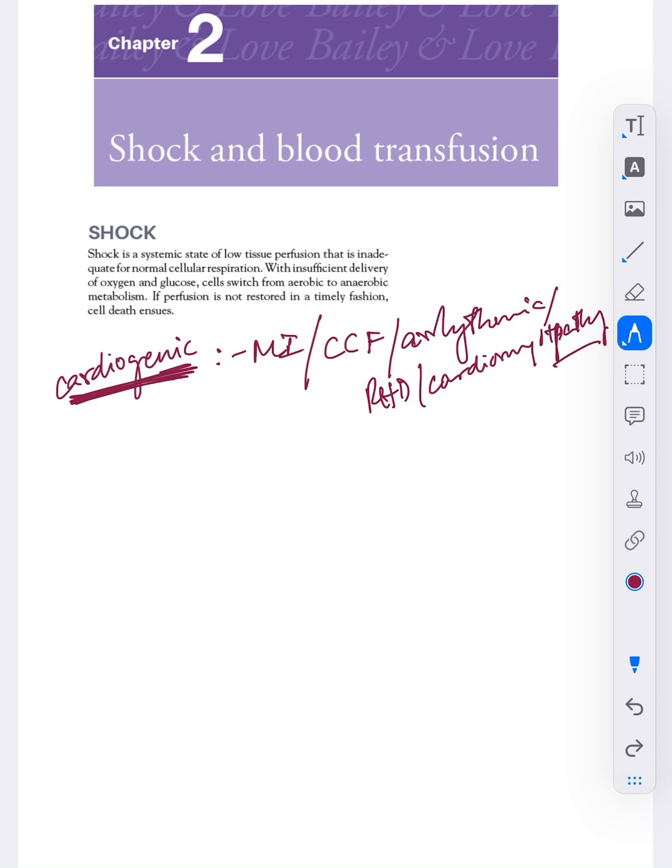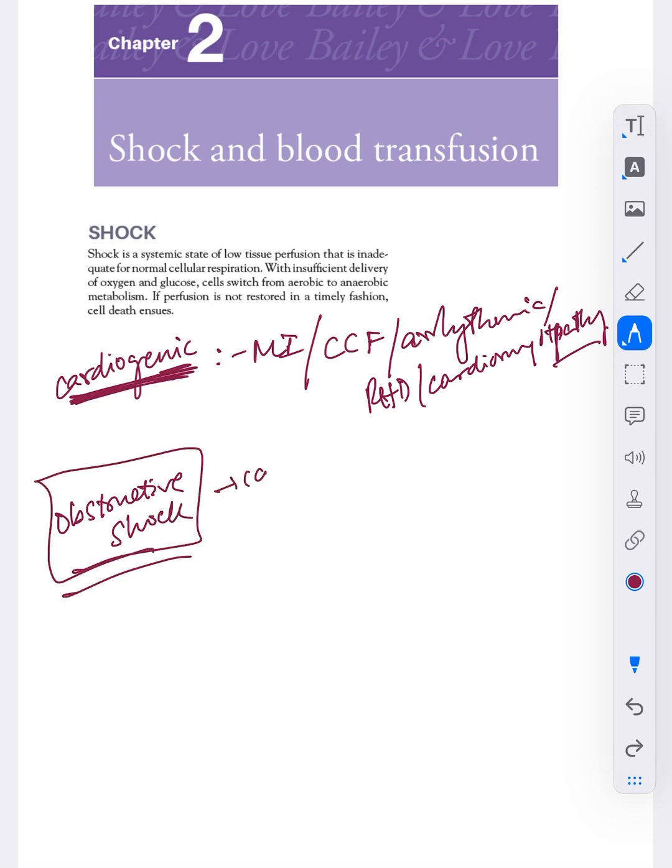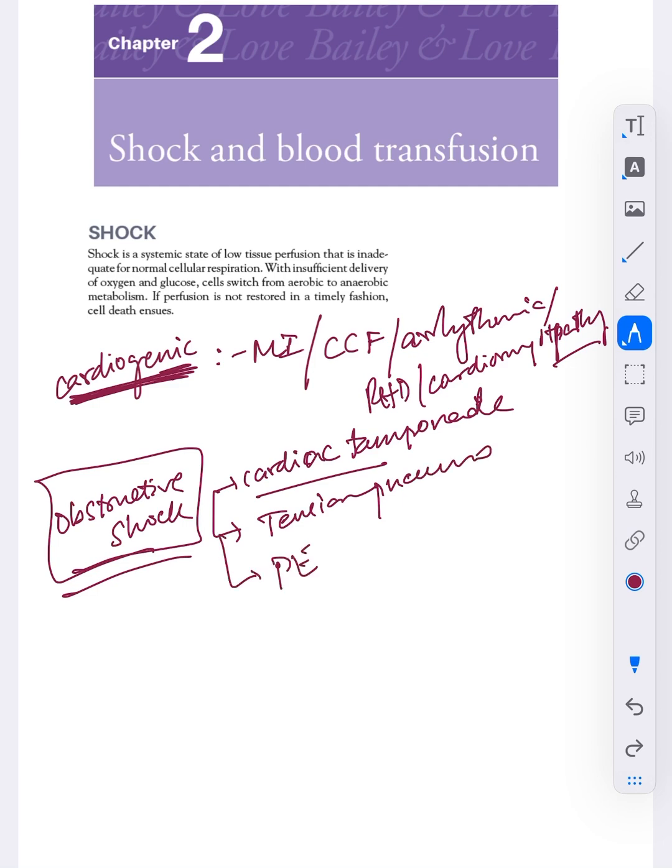Okay, now what is obstructive shock? Obstructive shock is something that you commonly see in the trauma patients, like in case of cardiac tamponade. Okay, we will study more about this in trauma chapter. Just remember the different causes for obstructive shock are cardiac tamponade, tension pneumothorax, pulmonary embolism. Okay, then what are the different causes for endocrine shock?